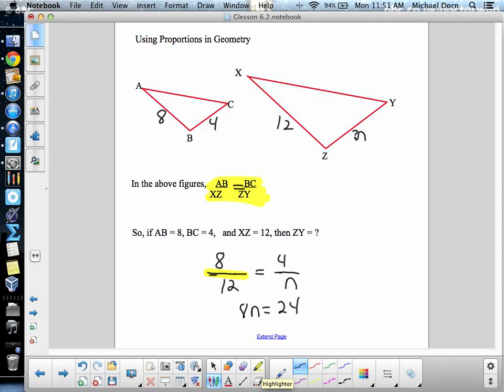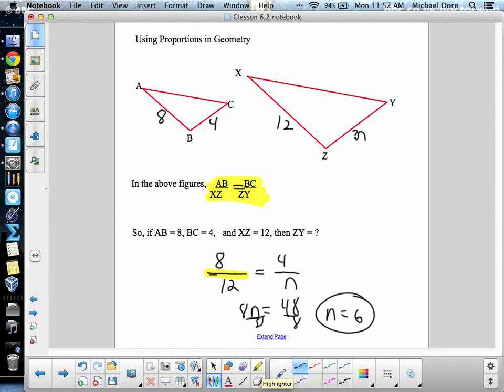Okay? Did I set something up wrong? Should be 6. 48, that's what I did wrong. I multiplied wrong. I knew I did something wrong. So 8N equals 48, divided by 8, N equals 6.